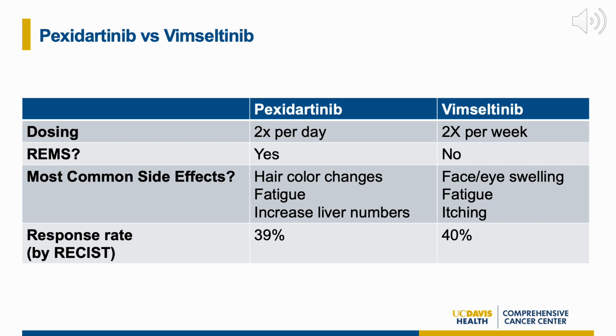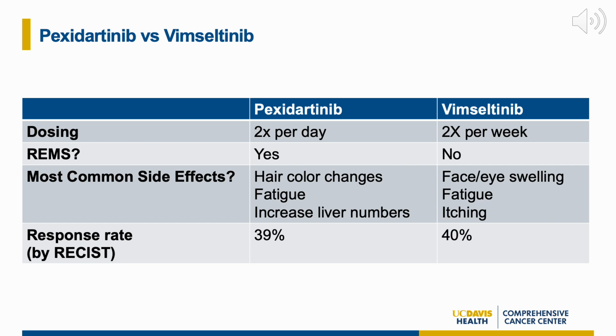So you really have to have a trial to compare things head to head, right? Which is not going to be done, and hasn't been done because both drugs have been shown to be effective. So I do want to make a comparison though between pexidartinib and vimseltinib. Just to point out some big differences between them, the dosing is a huge difference, right? So pexidartinib has to be taken twice a day, okay? Whereas vimseltinib is taken twice a week, okay?